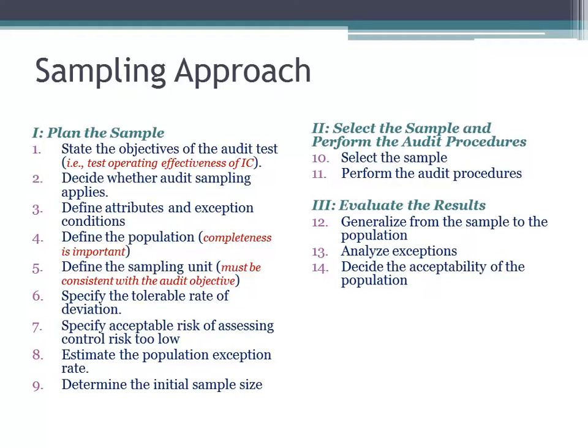Define the population. This is where completeness is extremely important. So if you're looking at sales, the population would be all sales recorded in the sales journal. If you're looking at cash disbursements, all disbursements recorded in the cash disbursements journal. So you want to reconcile that you have all of the transactions that occurred for sales or all of the transactions that occurred for cash disbursements.